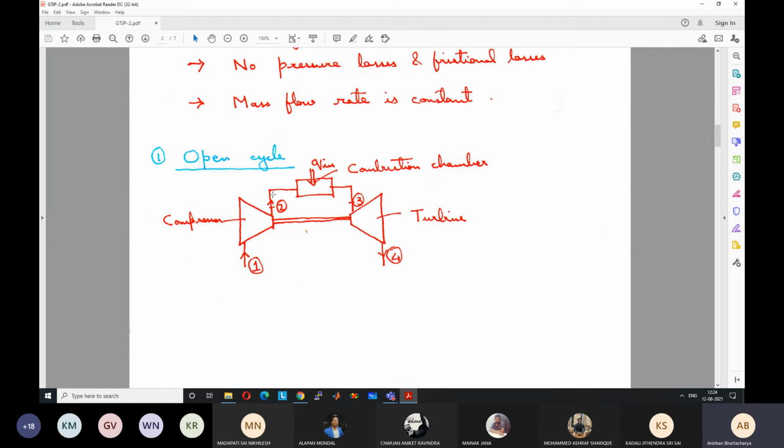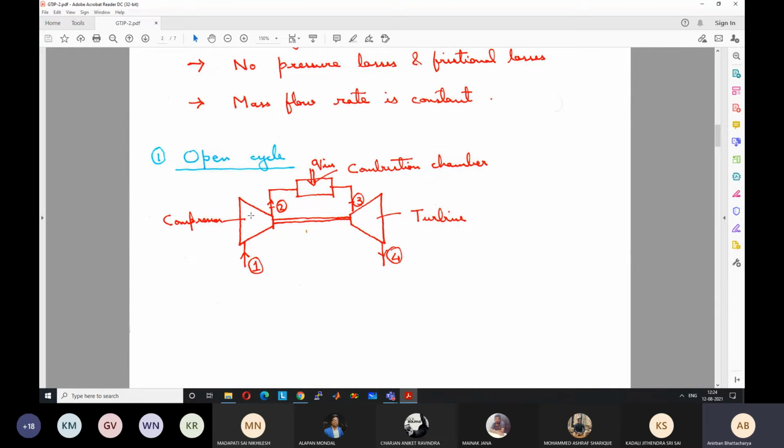Then after the combustion chamber, the combustion products, which is a mixture of carbon dioxide, water vapor, oxygen and nitrogen, goes out at a very high temperature. Pressure remains same as the outlet of the compressor, for the ideal case. So this heat addition is a constant pressure heat addition.